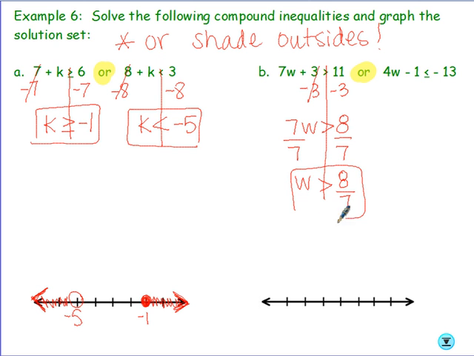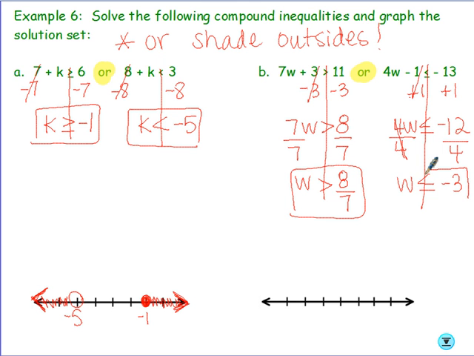Let's look at the second equation. I need to move the minus 1 by canceling it with a plus 1. We are left with 4w is less than or equal to negative 13 plus 1 is negative 12. We need to divide by 4. Those cancel. W. Did we divide by a negative? No, we did not. Keep the symbol the same. Negative 12 divided by 4 is negative 3.